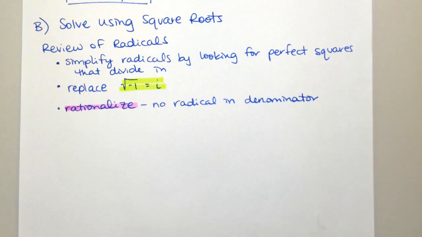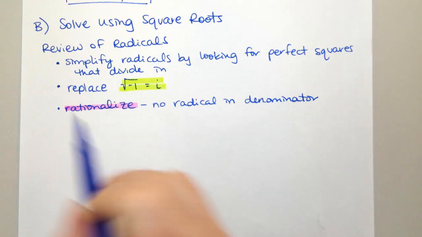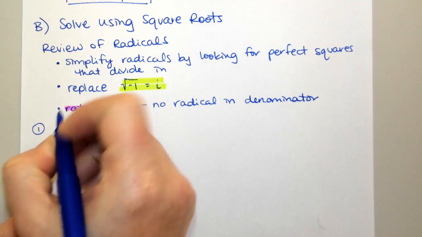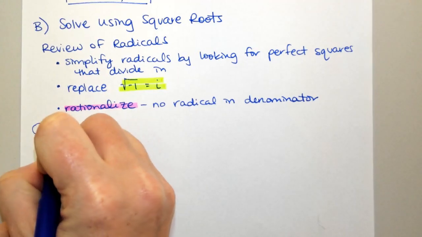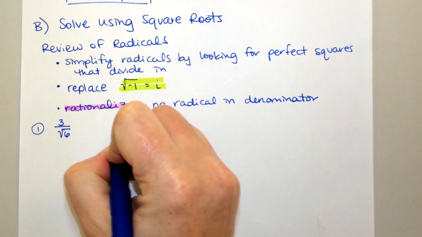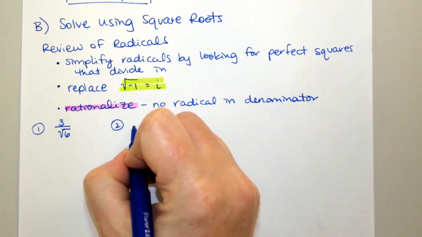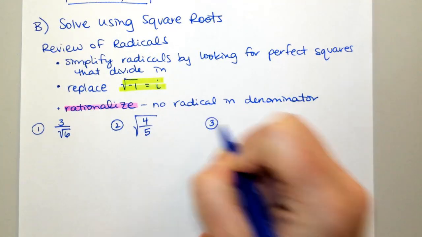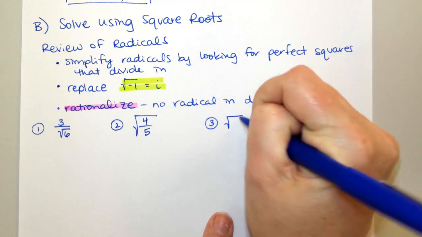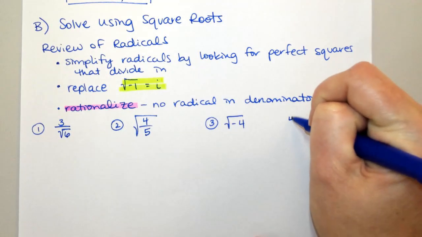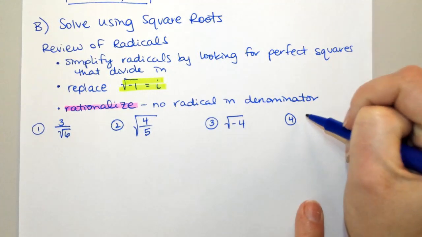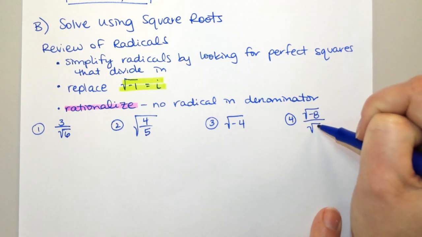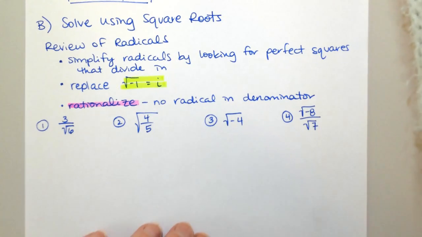So we're going to look at 4 little mini examples to illustrate some of these things. We're going to work on simplifying 3 divided by root 6. We're going to work on simplifying the square root of 4 over 5. We're going to simplify the square root of -4. And we're going to work on simplifying the square root of -8 divided by the square root of 7.